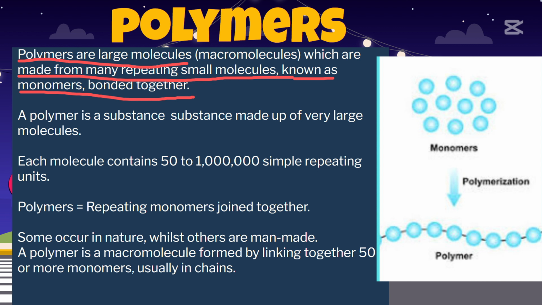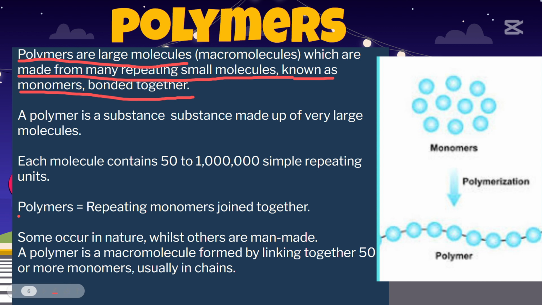That's polymers. So polymers, once again, are large molecules made up of repeating units of monomers bonded together. Simple, right? A polymer is a substance made up of large molecules, each molecule containing 50 to 1 million simple repeating units. Polymers equal repeating units joined together.